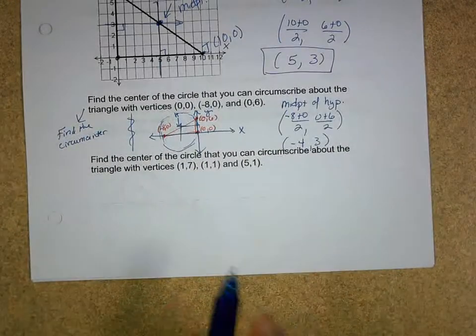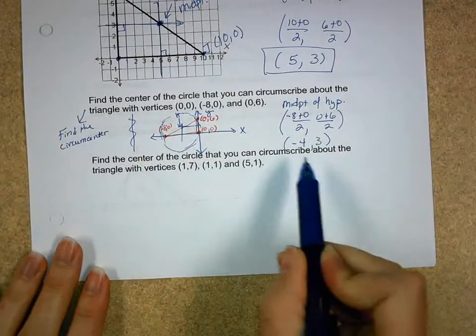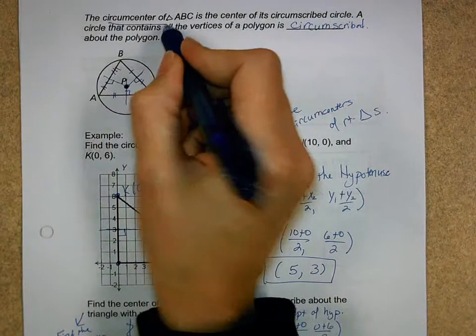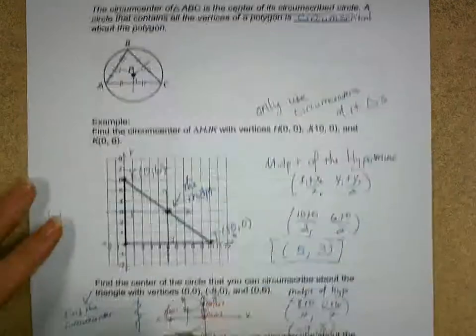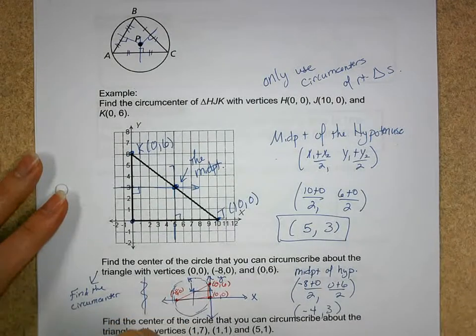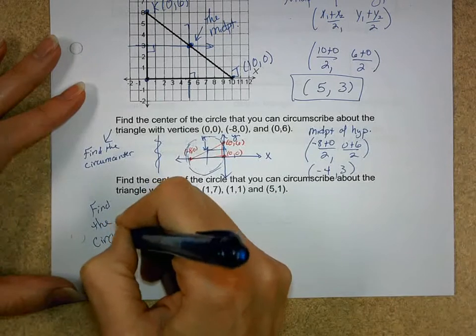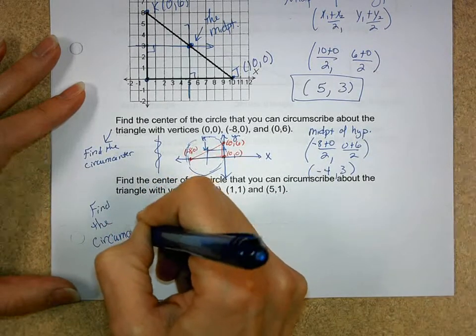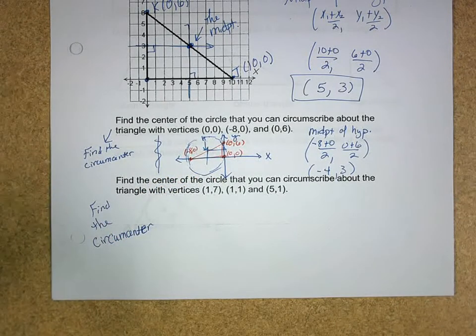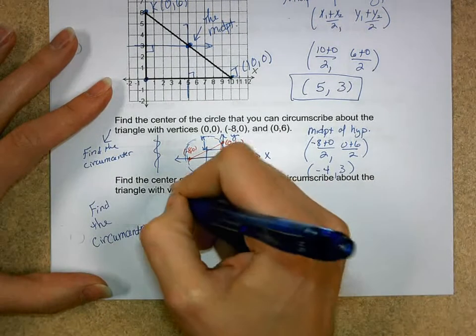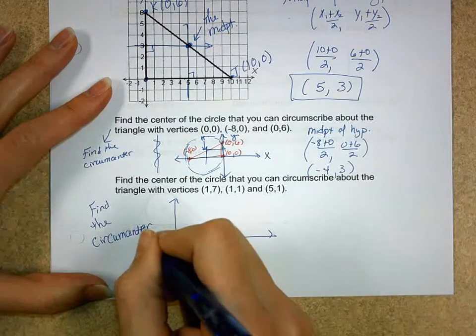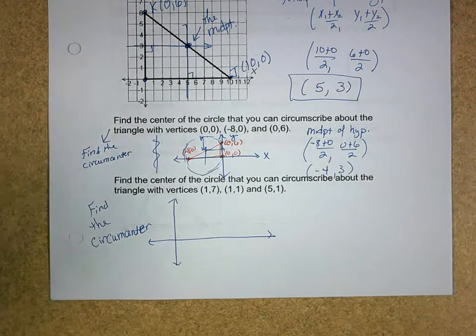Now let's do the same thing. It says find the center of the circle that circumscribes about the triangle with the vertices. What is that? The circumcenter is the center of the circumscribed circle. So that means find the circumcenter. Again, I'm going to graph this so I know where the hypotenuse is. I don't need a formal graph, I just need a visual idea so I learn the hypotenuse.